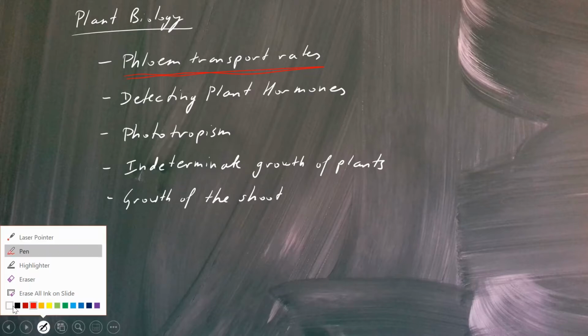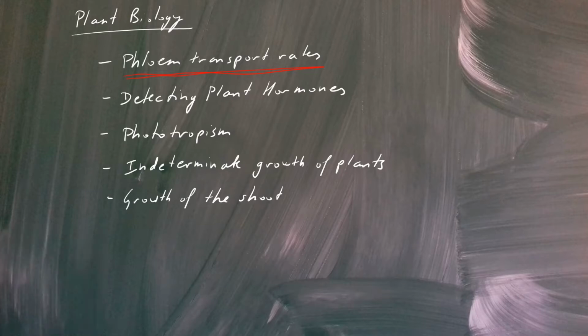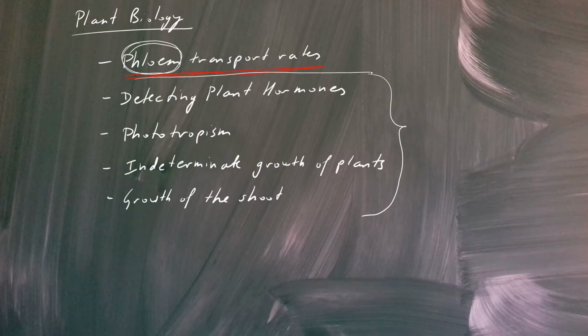Let me change the color here again. Remember, the phloem is this vascular tissue that transports sugar from the leaves down to the roots. And then the rest here I'll talk about plant hormones and plant growth. So it is a slightly different topic.